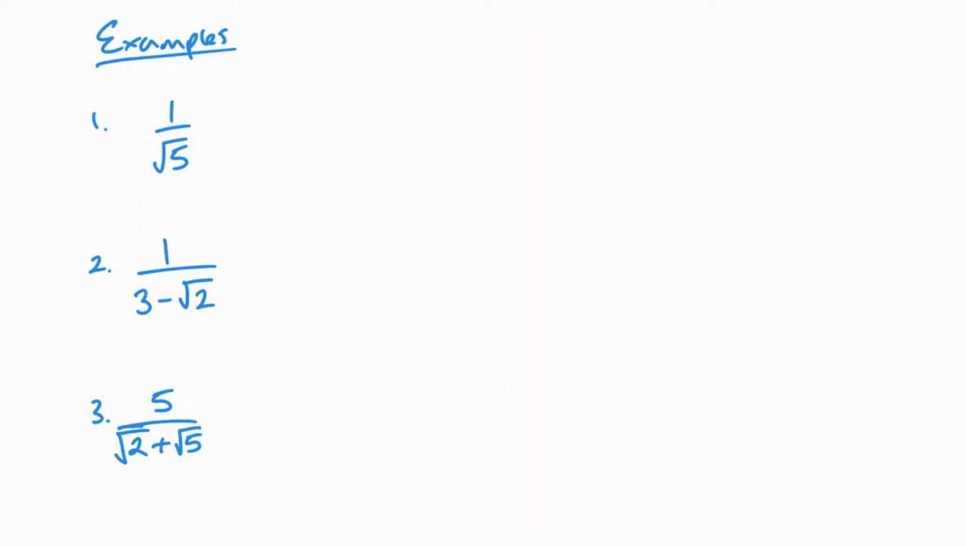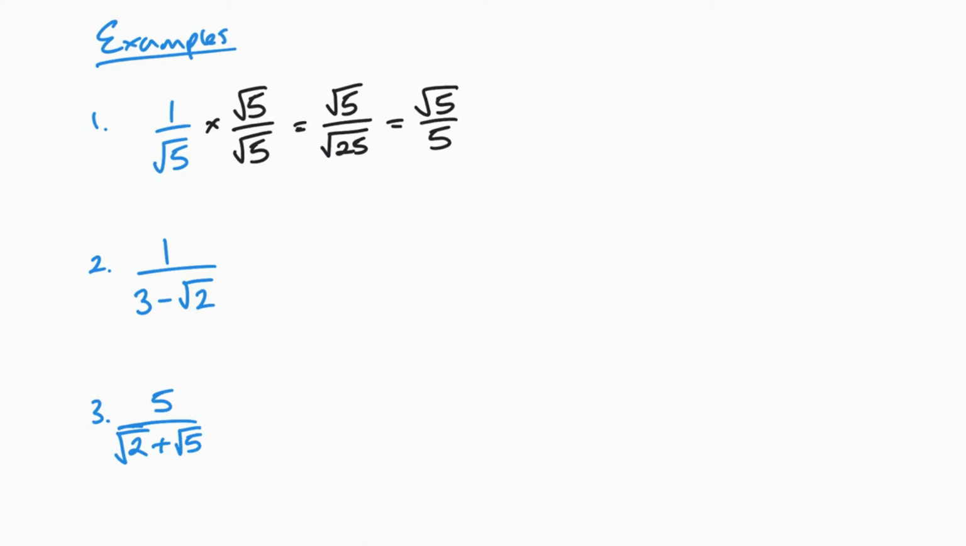Okay. 1 over square root 5. So what I want to do here is multiply both top and bottom by the square root of 5. And 1 times square root 5 is root 5, and root 5 times root 5, I'll take an extra step this time, it'll be root 25, which is just 5. But you should be pretty comfortable with these now.